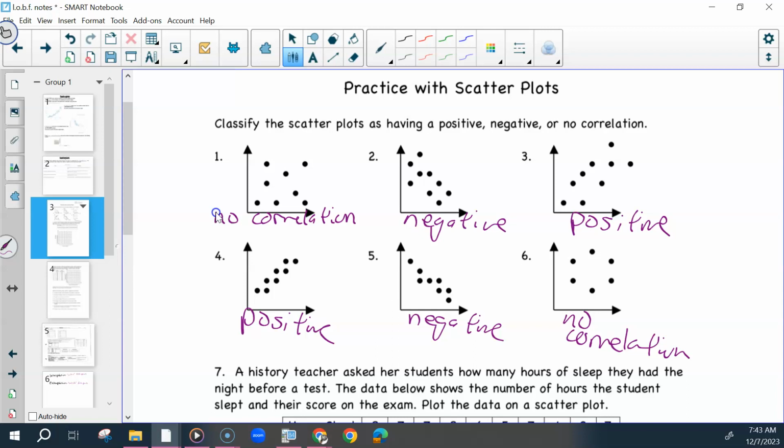We're going to skip 7 because that's just really plotting points. Go on to the next page. We're going to skip 8 as well because it's really the same thing.